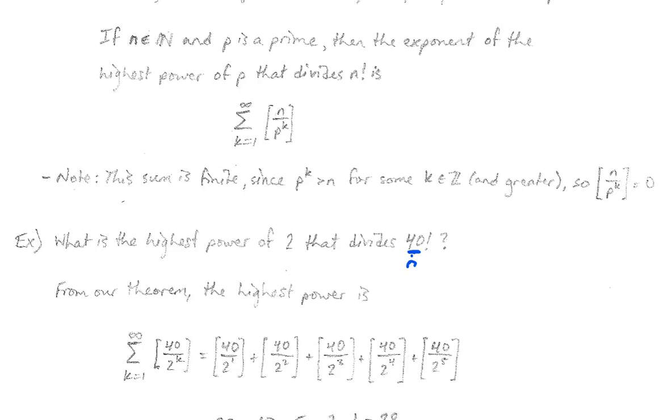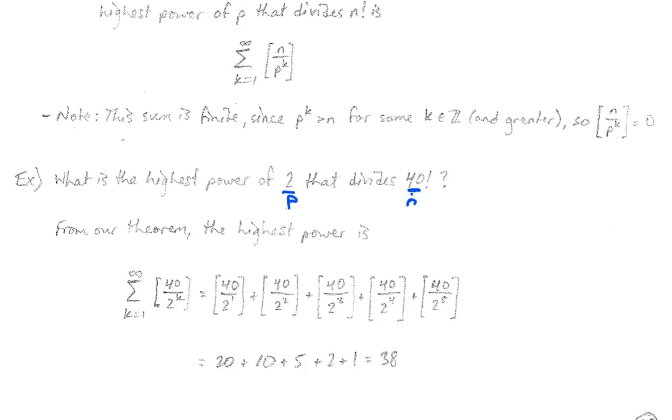2 is our prime. So we're going to substitute these values into our formula, and we're going to see what this highest power is. So I'm going to do the floor, or the greatest integer, of 40 divided by 2 to the k. And I'm going to raise my powers of k. We start off with k to the 1. So there's our floor of 40 over 2 to the 1.